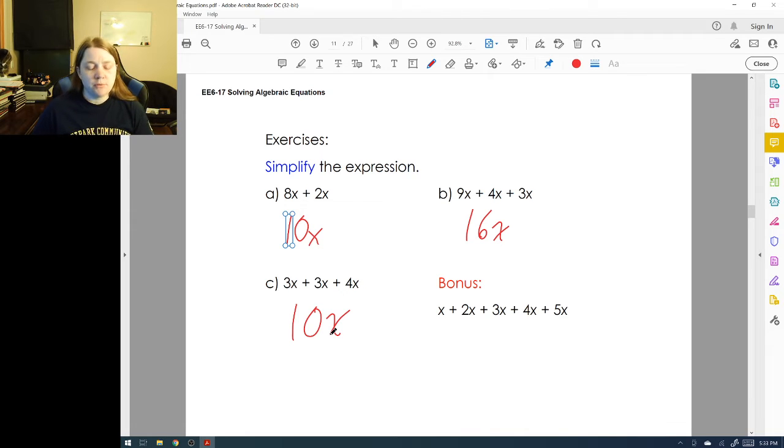And then we have our bonus problem here. We have all these x's being added up. We have x plus 2x plus 3x plus 4x plus 5x. And oh my goodness, they didn't put a number in front of that first x. How many x's are there? Well, if there's not a number in front of it, that just means there's one of them.